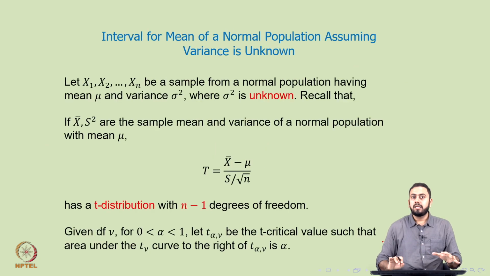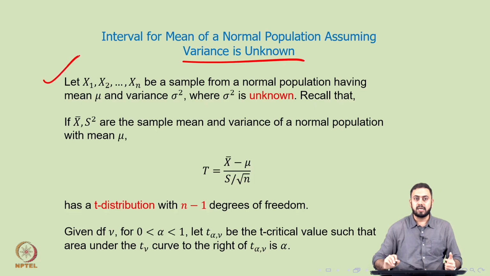Alright, now the last part here is the interval for a mean of a normal population assuming variance is unknown. Now the only difference here from the last example is that the variance is unknown. And now dramatically things change quite a lot. So again, this is the starting point: let x1, x2 up to xn be a sample from a normal population having mean mu and variance sigma square, where sigma square is assumed to be unknown.